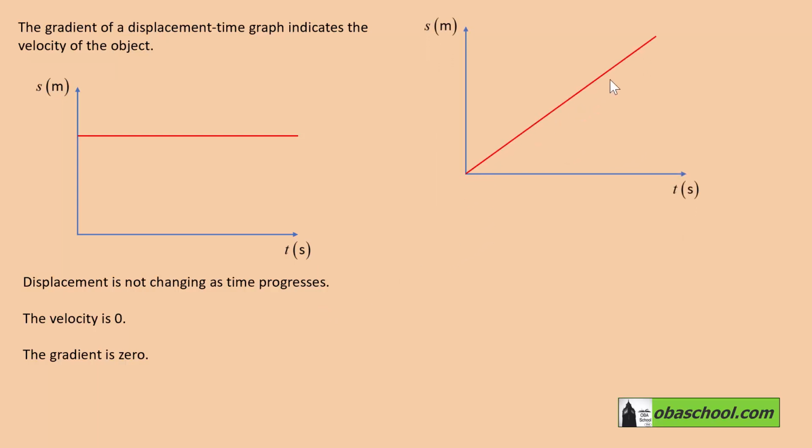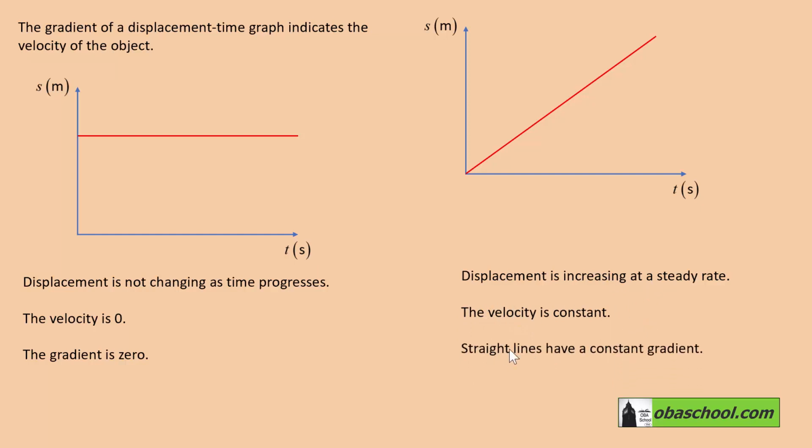If we have a line like this, where we can see that the displacement is changing steadily with respect to time, the displacement is increasing at a steady rate, and so the velocity is constant. And we know that straight lines have a constant gradient, so that all fits together nicely.